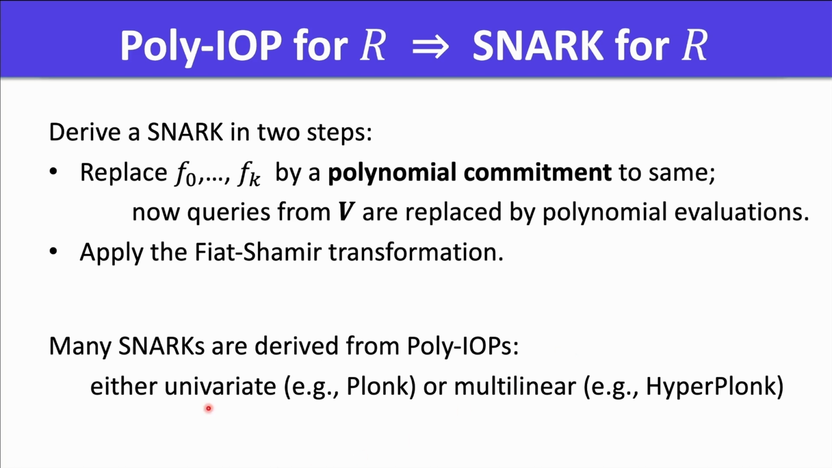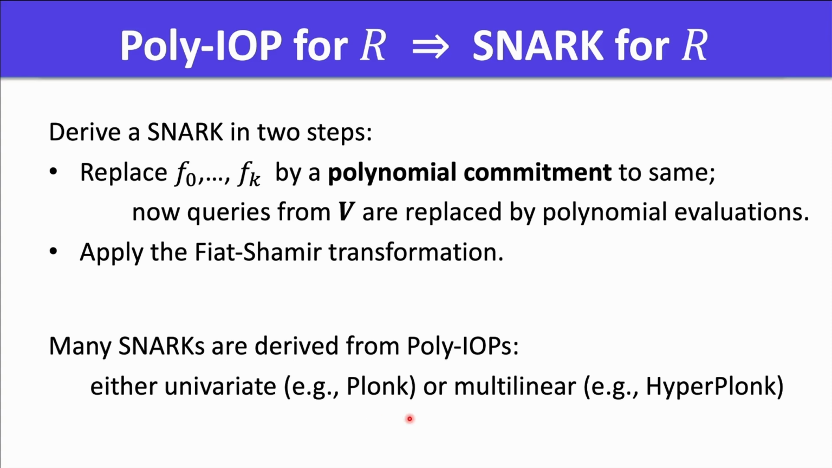Now again, I want to stress that in fact many SNARKs are derived from Poly-IOPs. Poly-IOPs can use univariate polynomials like PLONK, or they can use multilinear polynomials like HyperPLONK. And what we've observed in recent years is that SNARKs that are derived from multilinear Poly-IOPs are more efficient than SNARKs that are derived from univariate Poly-IOPs.